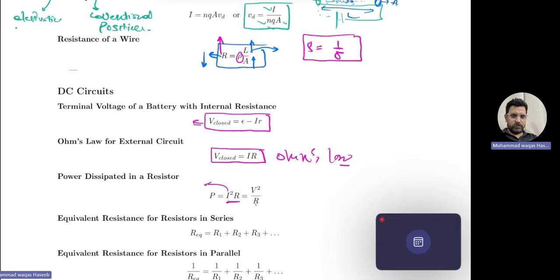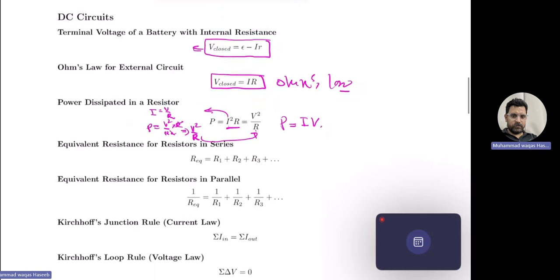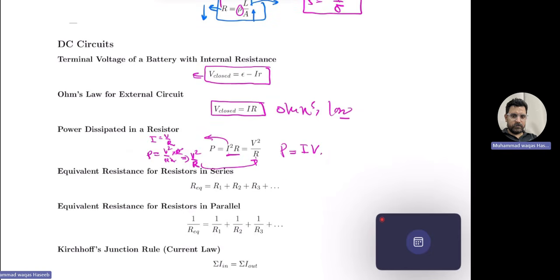For example, if we substitute I equals V over R, we get P equals V squared over R squared into R. So R and R will cancel out, and it will be V squared over R. Or power is IV. So these are all three formulas for the power.